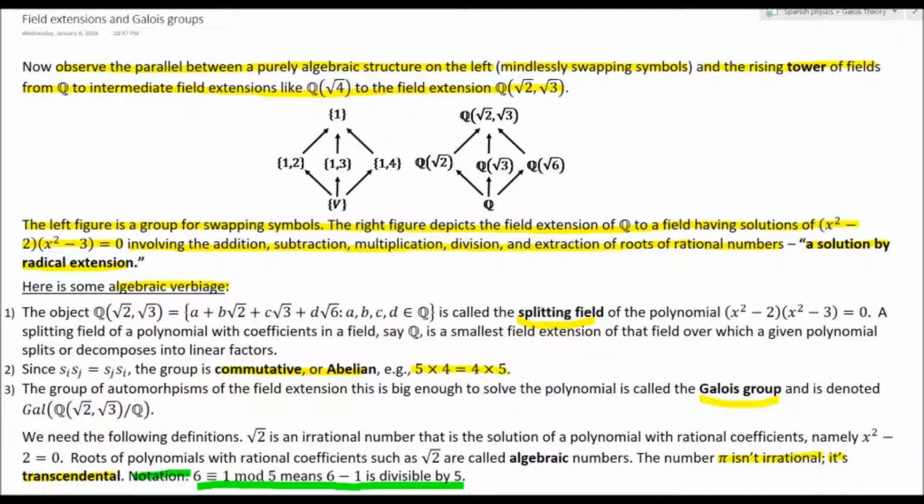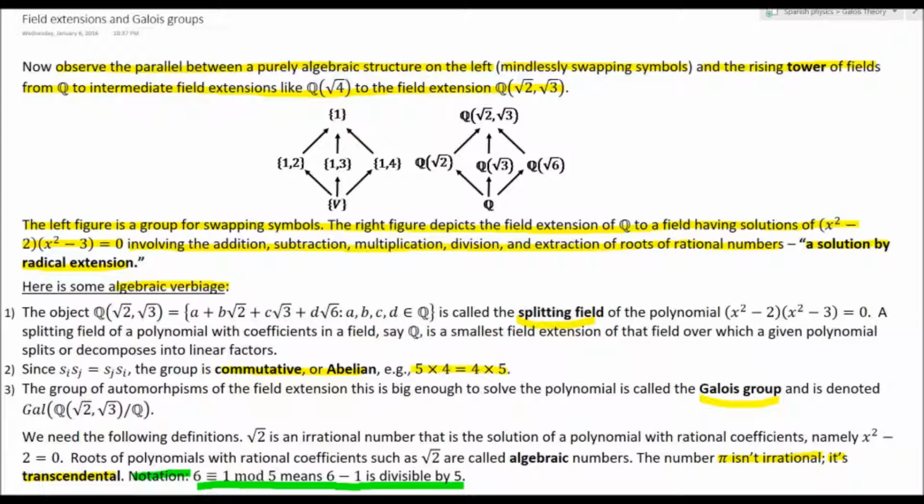And then we have the mod notation there. We're familiar with it. If we use AM, PM, we know that when we go from 11 AM, say, plus 2 hours, we're not at 13 AM, we're at 1 PM. Here in this case, 6 is congruent to 1 mod 5, which means that if you move the 1 over, 6 minus 1, that result is divisible by 5.